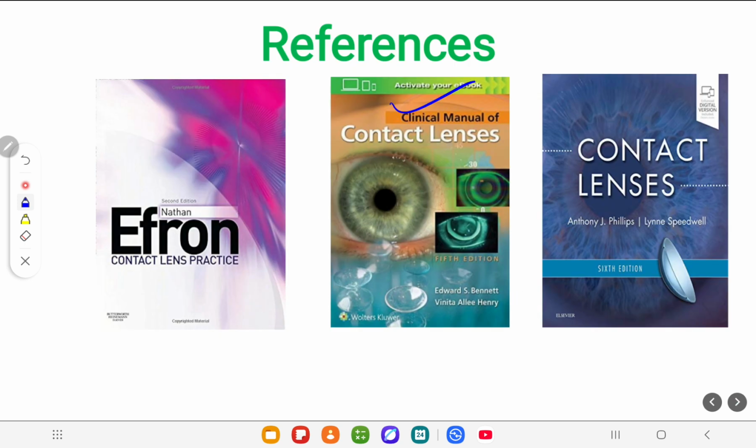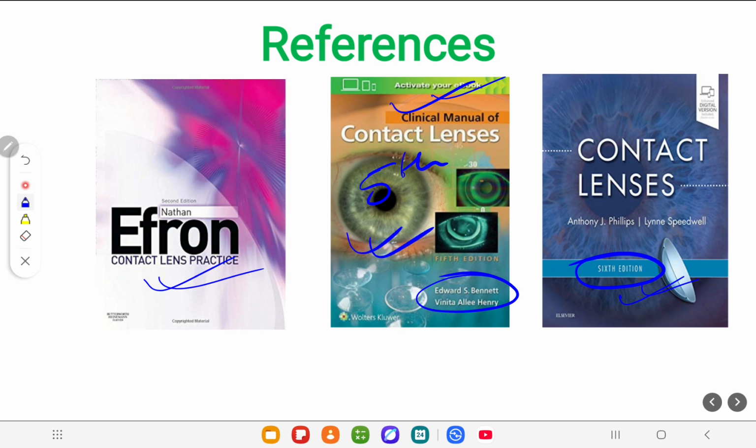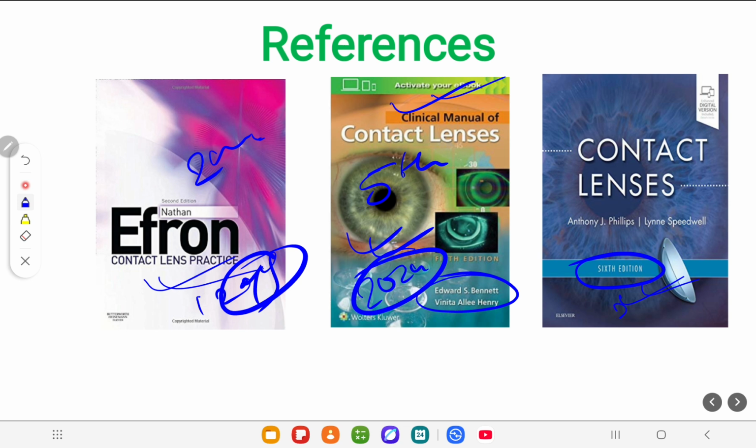I have taken a lot of pictures from this book, which is a very good book, and definitely Efron is a lovely book. There is no question about it. And Contact Lenses by Phillips is another lovely book. It's the sixth edition, but in this particular case, the fifth edition is better. In the newer edition, I have shown this newer edition, and this is the second edition. I think all the books are from 2019.